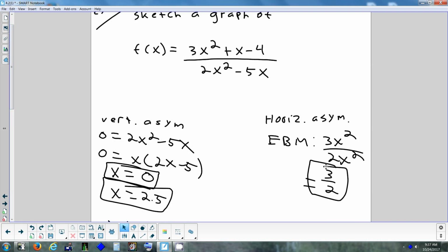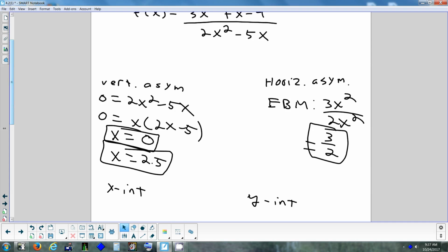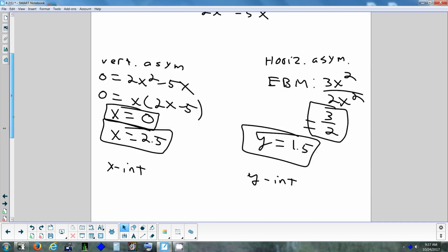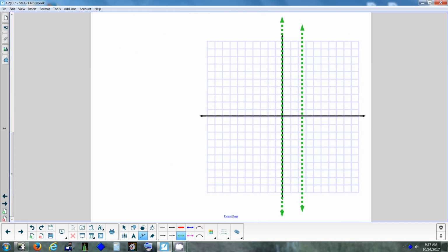Now, take your end behavior model and let x get really, really big. What happens to this fraction as x gets really, really big? Yeah, it's going to approach 3 over 2. There's no variable. This is a constant. So nothing's going to happen to it. So let's put in a horizontal asymptote, which I should write down. Some people find the decimal easier when they're graphing, just because they know where it is. So you can change it if you want. 1.5. All right, so there's your horizontal.